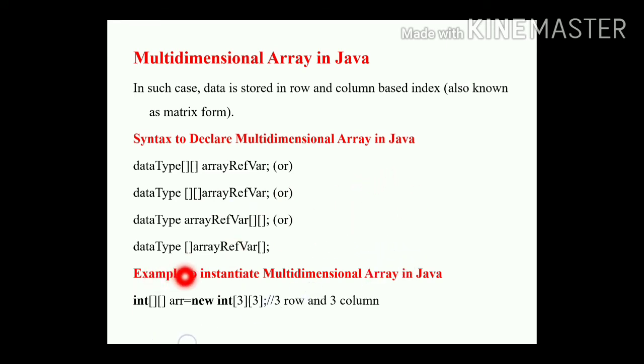And here is an example to instantiate a multi-dimensional array in double brackets with the new keyword, int, declaring the values 3 and 3. This is an example for 3 rows and 3 columns. We have to print the values.